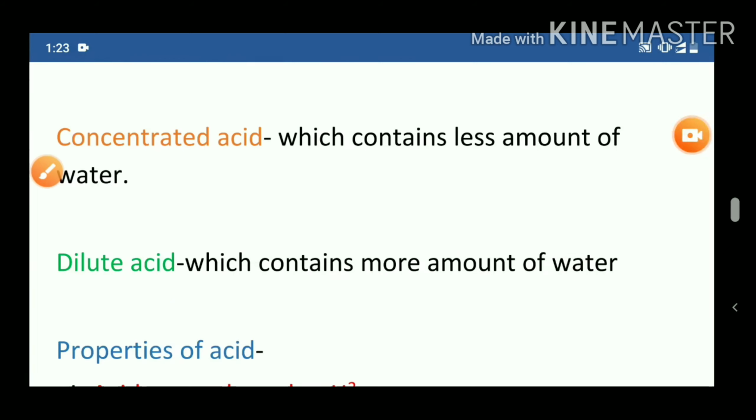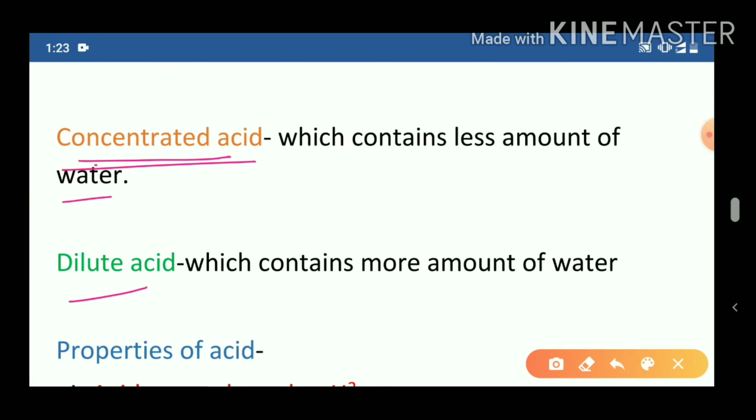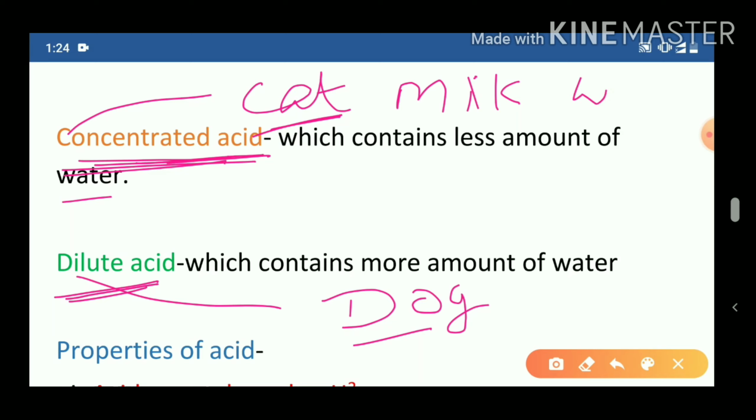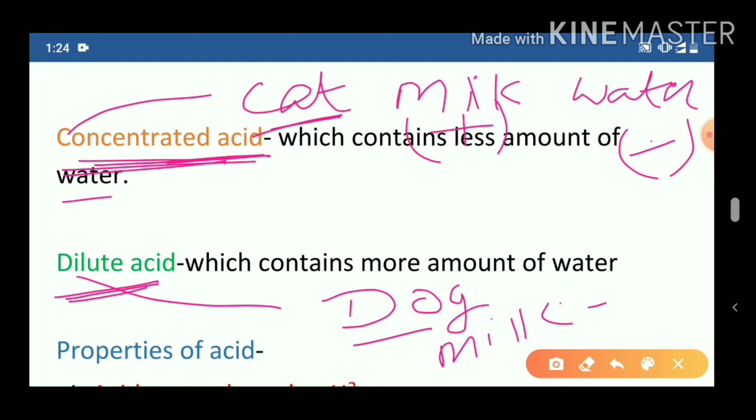Next is very important, concentrated acid and dilute acid. Now one trick is there. C means cat and D means dog. If we compare cat and dog with each other, concentrated acid, that means cat, drinks milk, and compared to water, water is less and milk is more. In dog, milk is less and water is more.